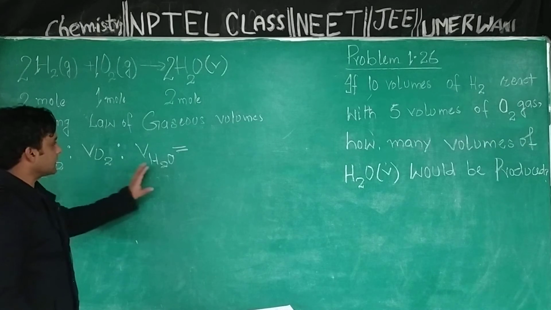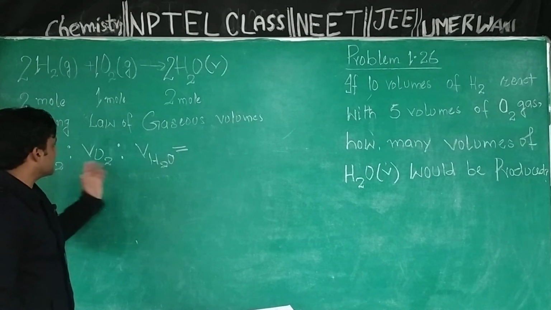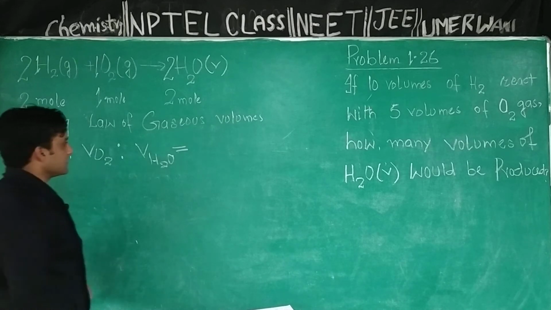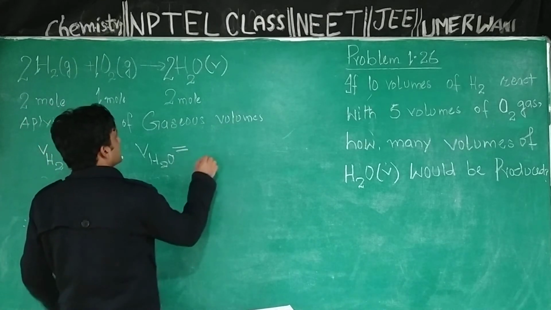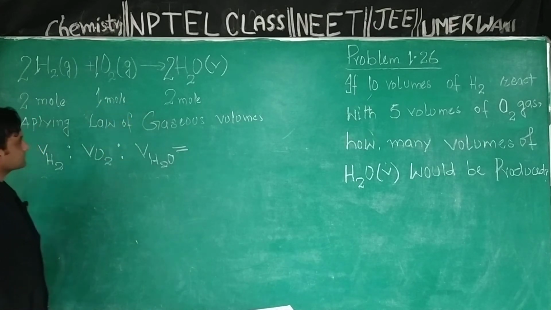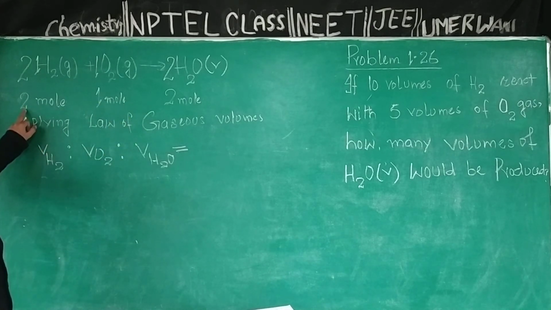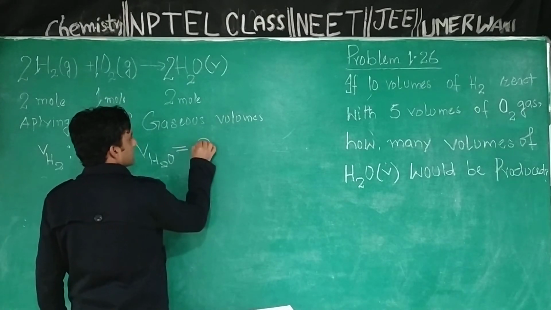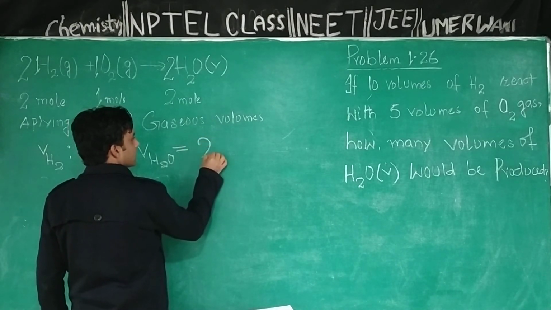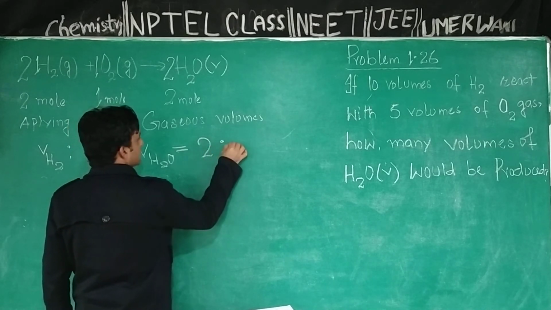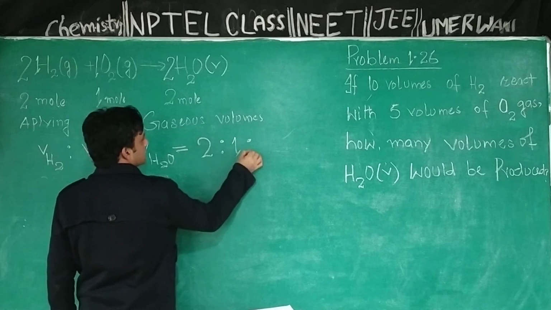Volumes of reactants as well as products will be related with each other in a simple and definite ratio. And what is the ratio? Ratio will be the ratio of their stoichiometric coefficients or ratio of their moles. 2 is to 1 is to 2.